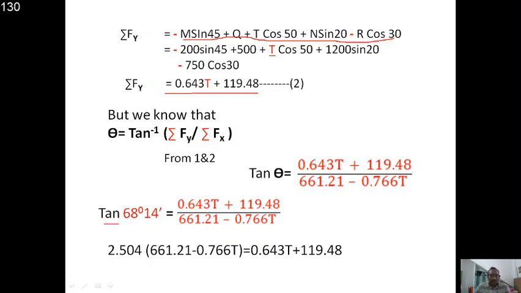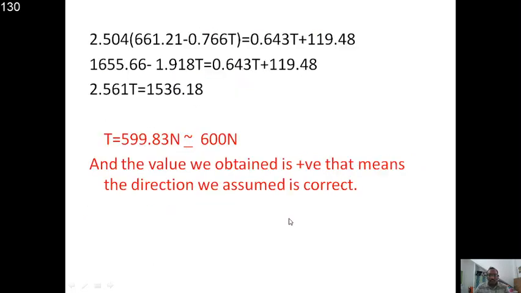The value of tan 68 degrees 14 minutes is 2.504, and getting all the terms to one side and solving step by step, you obtain the value of t as 599.83 newtons, right? You got this value, right?